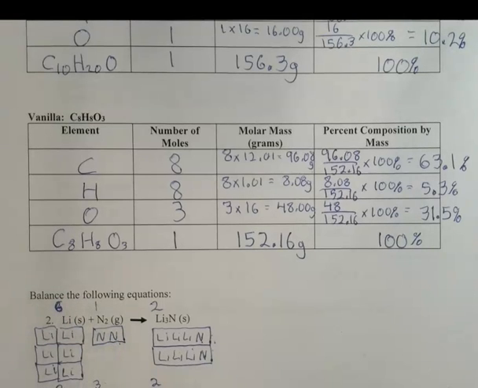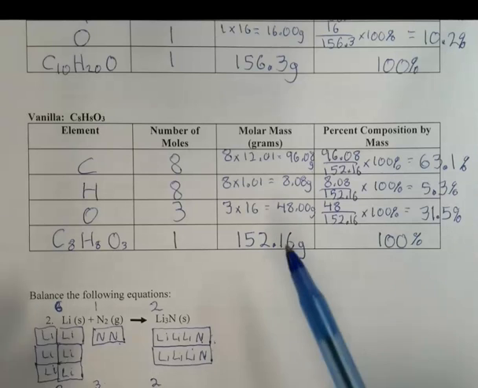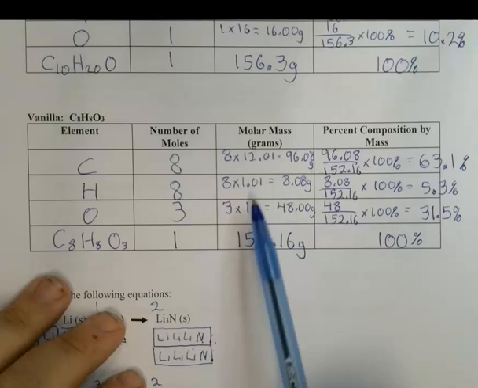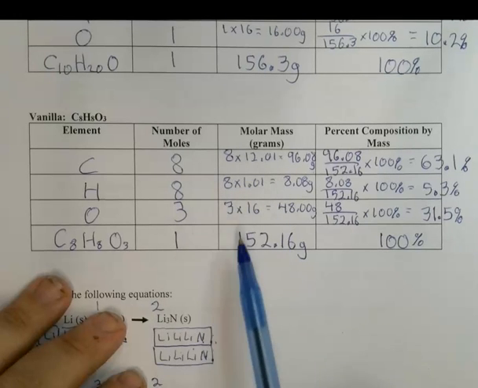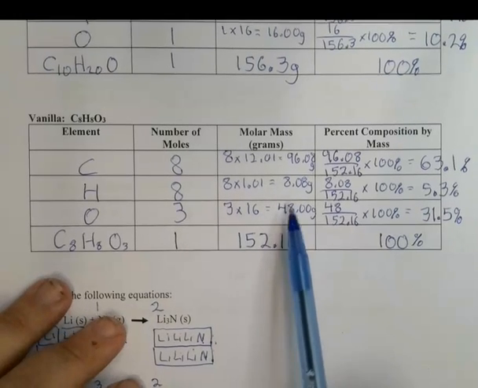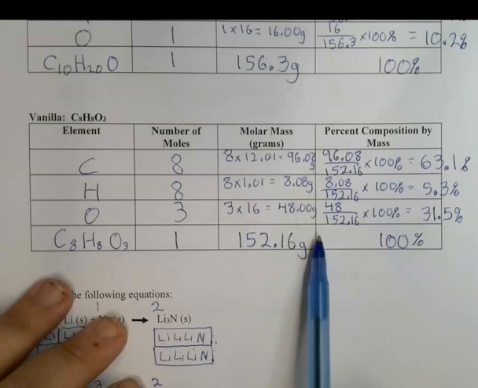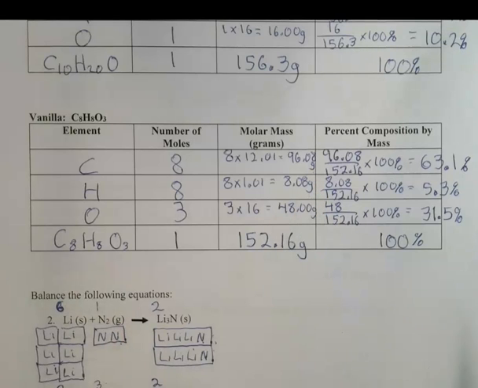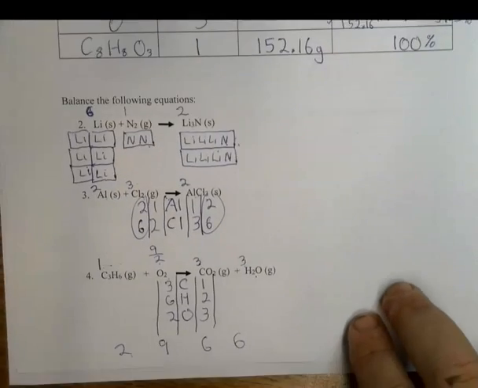All right, so that's how you compute percent compositions by mass. From now on, when we do these calculations, we're doing it for moles, not for individual molecules and atoms. We're doing it for entire moles. All it does is change the unit of measure on the mass to grams. All right, let's balance some equations.